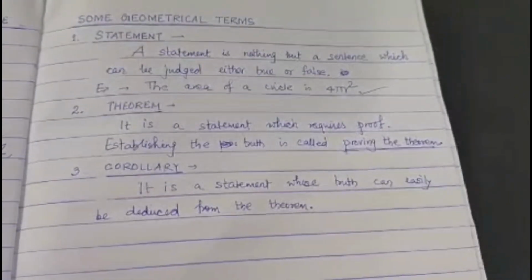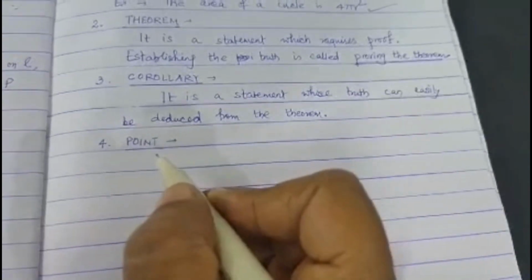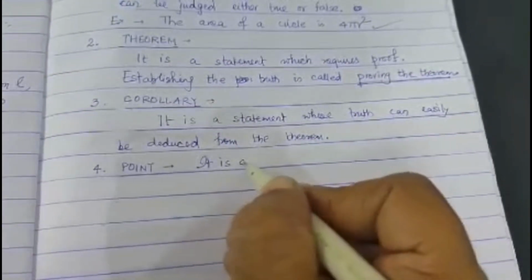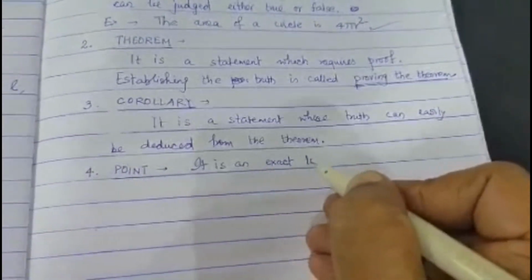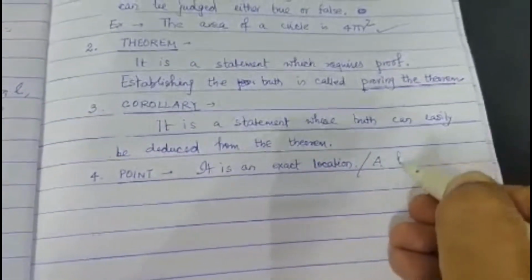Okay. Now let's move on. Let's come to the fourth one. Fourth one is the point. So what is a point? A point is an exact location. It is an exact location, and we call it a fine dot.